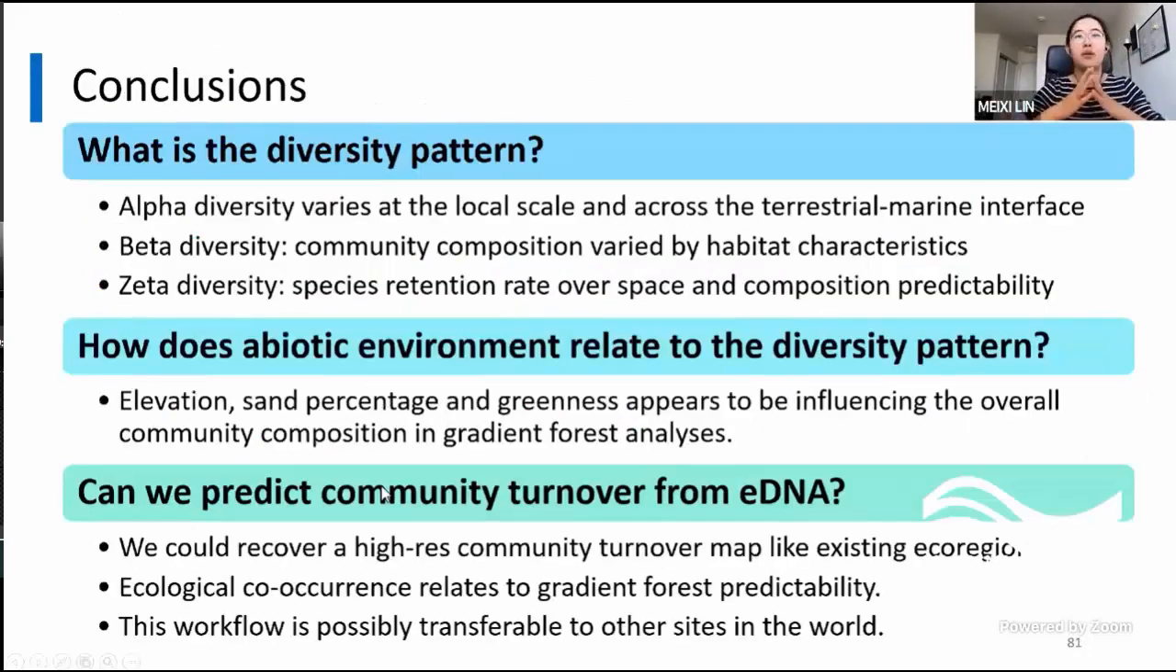So the main takeaway of the study is that we were able to explore different layers of the diversity patterns and found that environmental DNA is a good measure for biodiversity assessments. We were able to peek into predicting community turnover from eDNA by recovering a high resolution community turnover map like the existing ecoregions.